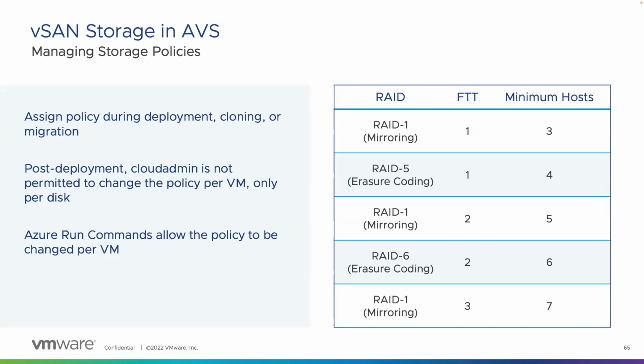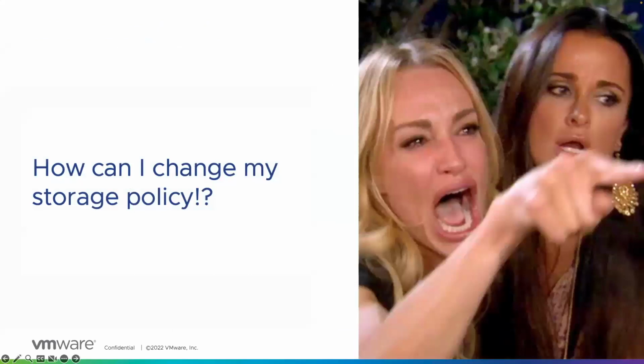The listed RAID levels and their failures to tolerate are aligned with the minimum host levels on the far right column. And these minimum host numbers align with Microsoft's SLA. If you want more information on what that means, I will drop another link in the top right corner of this video. Now let's go to the Azure portal. I'm going to take you there and we'll take a look at how to change a storage policy. And I'll also drop a link to a Microsoft Learn page so you can read on how to configure your own storage policy if you want.